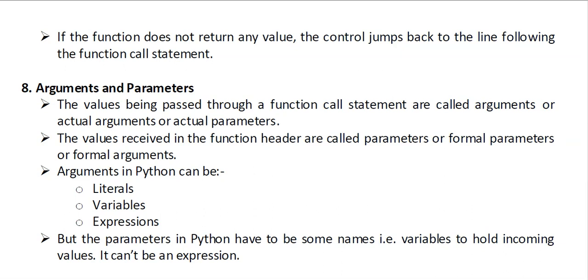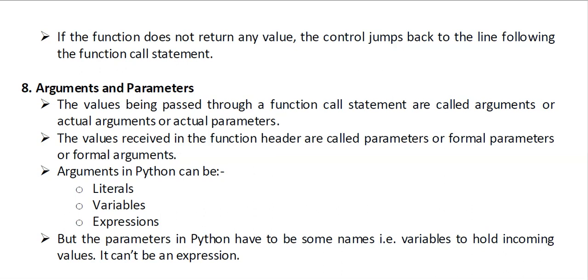Good. Now the next thing: we have arguments and parameters. Actually both these words are synonyms, but there is a bit of difference in Python. The values being passed through a function call, that you put in the parentheses during the function call, are called arguments or actual arguments. Those are called actual arguments because they are being passed actually.